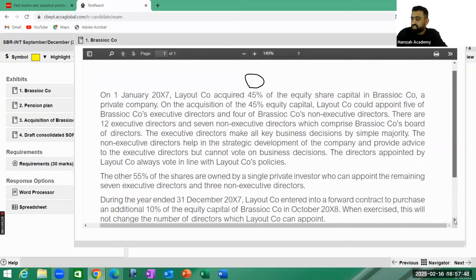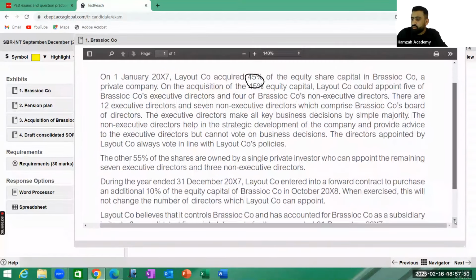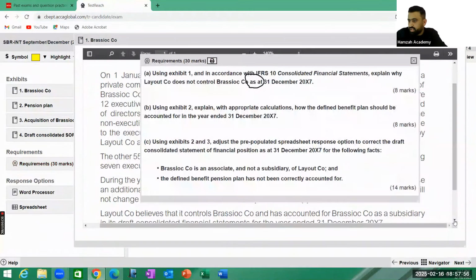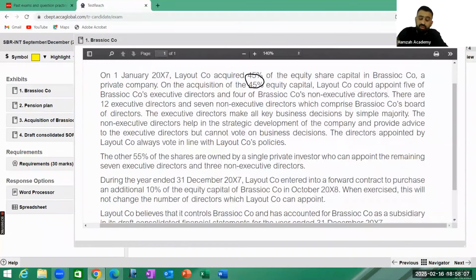So this is the total story. And the requirement, if you read it again, is: using Exhibit 1, in accordance with IFRS 10, explain why Layout company does not control the B company.